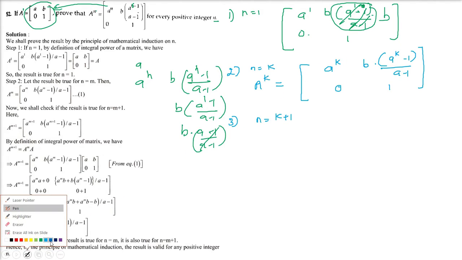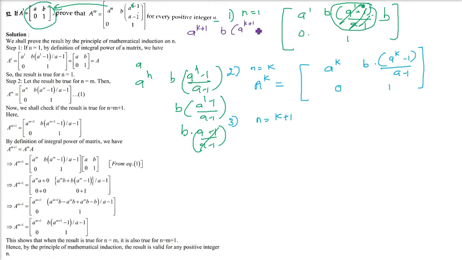Okay. So the final answer will be like this. Let me show you the final answer. What should come? It should come as k should be k plus 1. A raised k plus 1. Then b dot a raised k plus 1 minus 1 divided by a minus 1, 0 and 1. So this is what we should get when we put n equals k plus 1. So a raised k plus 1 can be written as a raised k, this a raised k dot a.